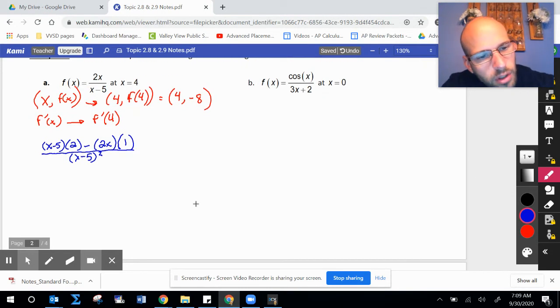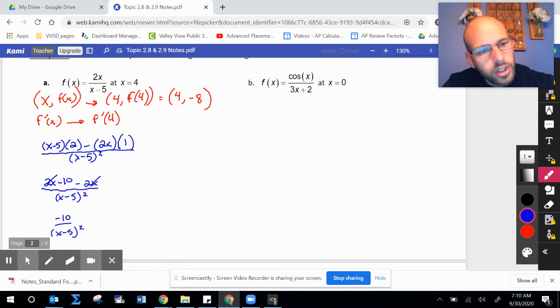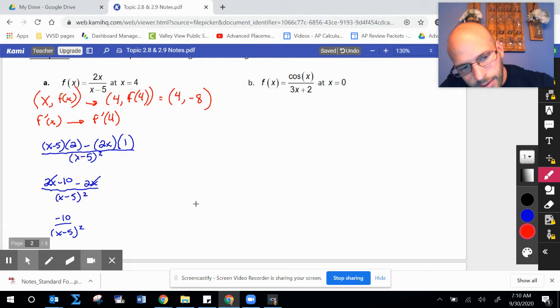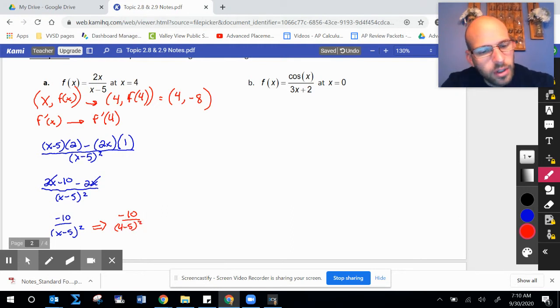So I'm going to write this as 2x minus 10 minus 2x all over x minus 5 squared. The 2x's cancel, and I get negative 10 over x minus 5 squared. So now if I want f prime of 4, I can say negative 10 over 4 minus 5 squared. So that would give me a negative 10.